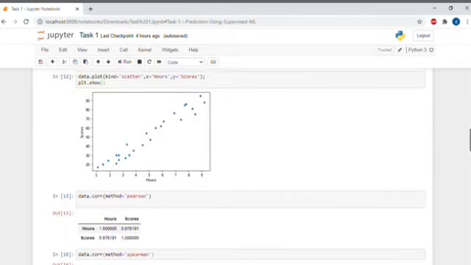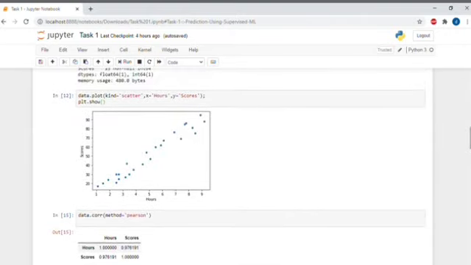So we'll plot the scatter plot of the two variables where the number of hours studied is on the x-axis and the scores obtained is on the y-axis. From the scatter plot we can see that there is a fairly linear relationship between the two variables, and this can be validated with the help of the correlation coefficient.